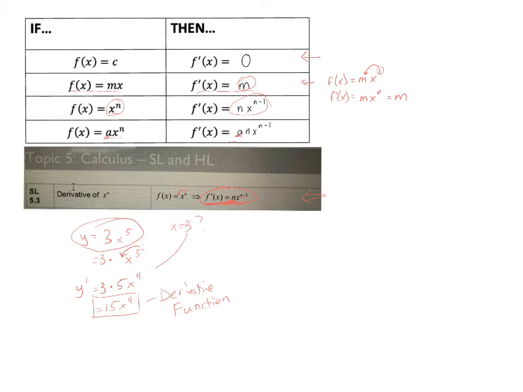Then I would take 3 and put it in for x, and it would give me a value, right? I can put any value in for x, and it will tell me what the derivative or the slope or the gradient will be for that original function. That's the purpose of the derivative function, to allow me to find the derivative or the gradient of the tangent anywhere along that curved function.